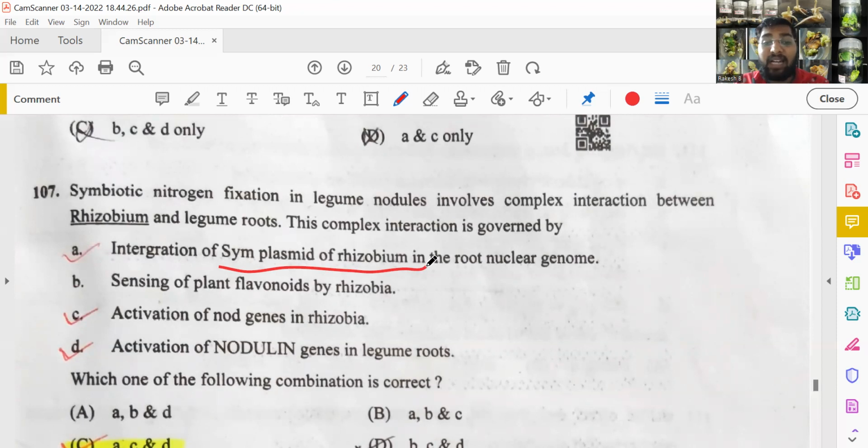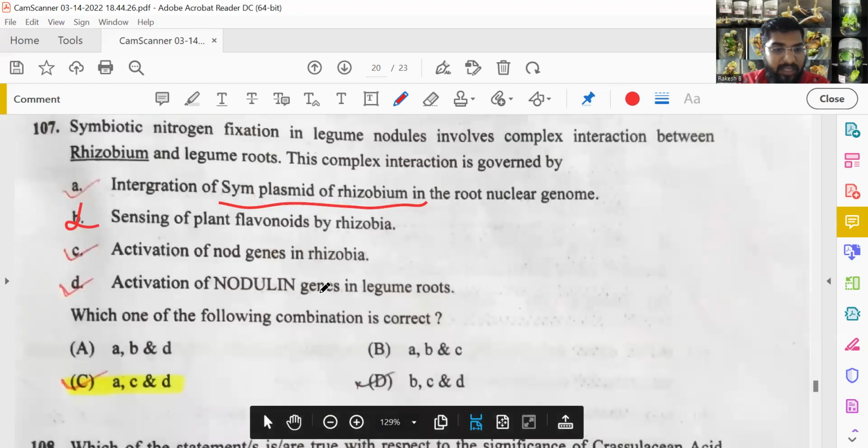And the sensing of plant flavonoids by rhizobia: the rhizobia does not sense the plant flavonoids, it senses the sugars and the lectins. If there are some sugary secretions, the roots will exude. Root exudates will be rich in certain sugars and compounds that will attract the rhizobia in the rhizosphere. That is very important. So it's not the flavonoids. Flavonoids are actually defense. If root exudates start producing flavonoids, it will inhibit the microbial attack, or it will not allow the other plants to grow in the surrounding vicinity. It's a defense mechanism. So it is A, C, and D. Based on that, option C is the right answer.